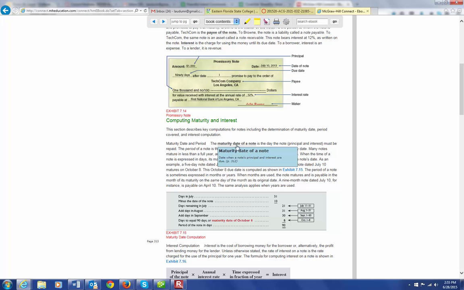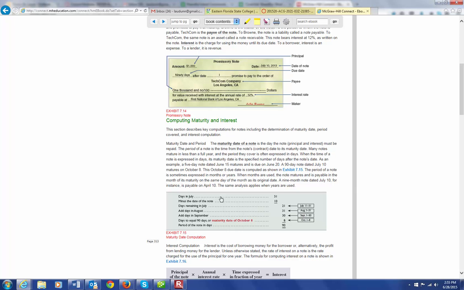So when you're computing the maturity date, which is talked about here, the maturity date of a note is the date the note must be repaid. The period is the amount of time between the date that you contracted it, in this case July 10th, and the date that it's due. So in this particular note, it's 90 days. To figure out the exact date that something is due, you generally just do a chart like this.